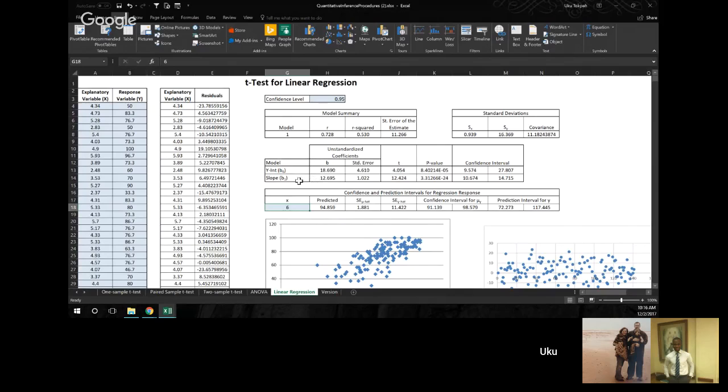So this is the slope right here. Okay, yeah, I'm getting 12.695. So that's our slope. That's question number 9 right there.